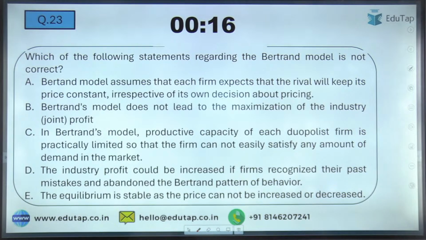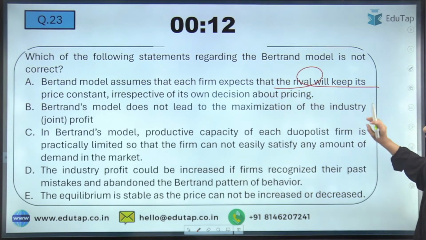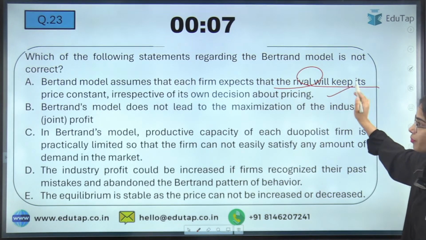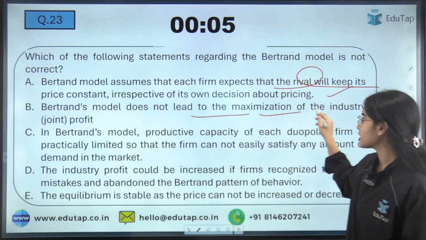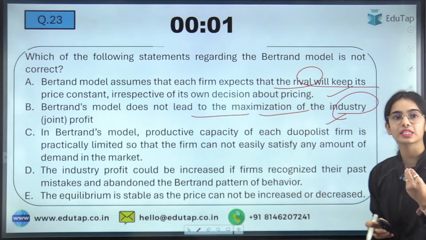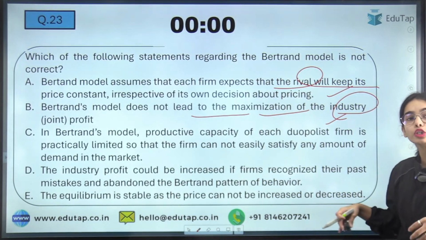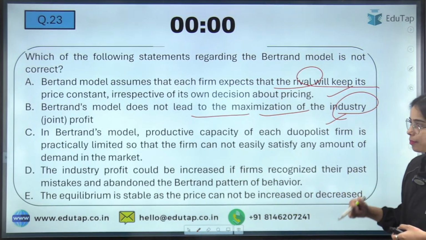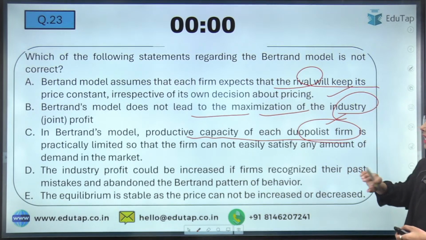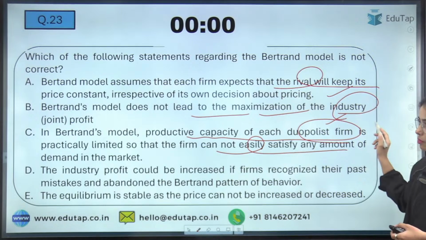So the Bertrand model assumes that each firm expects that the rival will keep its price constant irrespective of its own decision about pricing. So this is correct. Bertrand's model does not lead to the maximization of the industry joint profit, correct? In the Bertrand model, the firms are maximizing their profits, but the industry or the joint profits are not maximized. In Bertrand's model, the productive capacity of each duopolist firm is practically limited so that the firm cannot easily satisfy any amount of demand. So this is wrong.